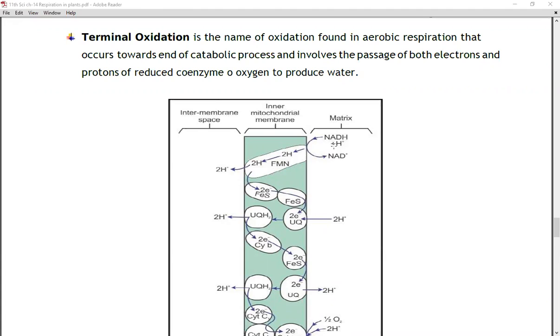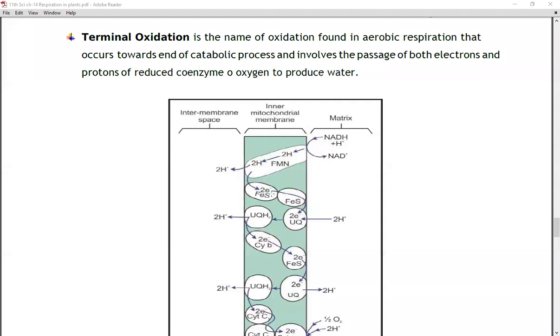Now when this NADH2 oxidation is taking place, what happens? It releases two protons, and along with those two protons it also releases two electrons. So here is the first complex, which is the FMN. This is the inner mitochondrial membrane, and all of these are nothing but proteins which are present. They are simply said to be the carriers, meaning they are responsible for carrying these protons and electrons.